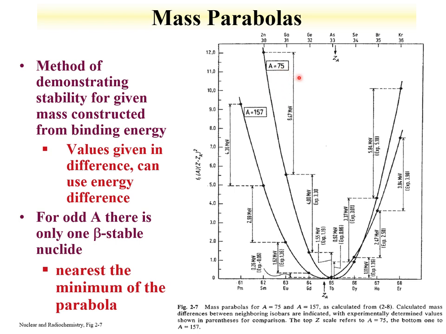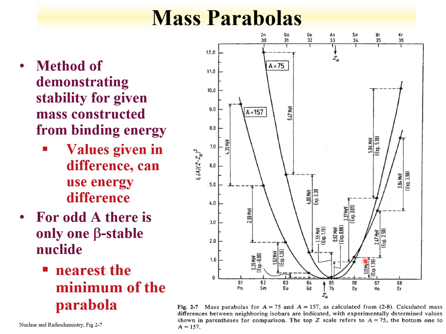So zinc-75, decaying to gallium-75, has this much energy. Gallium to germanium, germanium to arsenic, and we see that there's a stability point here at arsenic. Krypton decays to bromine, bromine to selenium, and then the selenium to arsenic. If we go to the 157, we're looking at the lanthanides, we see a similar trend.